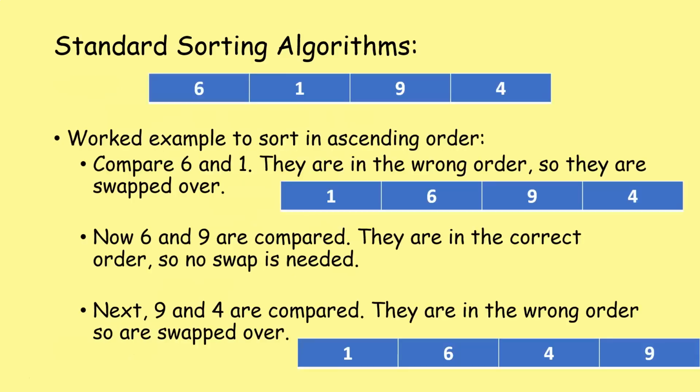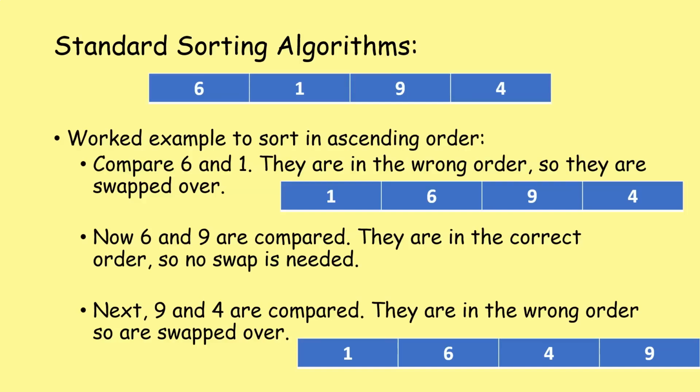So let's do a worked example to sort this list in ascending order. Compare 6 and 1. They are in the wrong order, so they are swapped over. The list is now 1, 6, 9, 4. Now 6 and 9 are compared. They're in the correct order, no swap needed. Next, 9 and 4 are compared. They're in the wrong order, so they are swapped over.